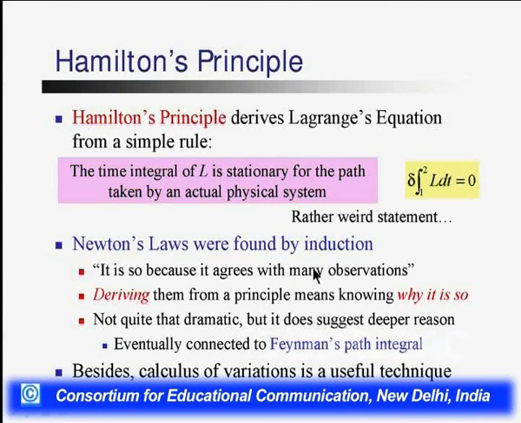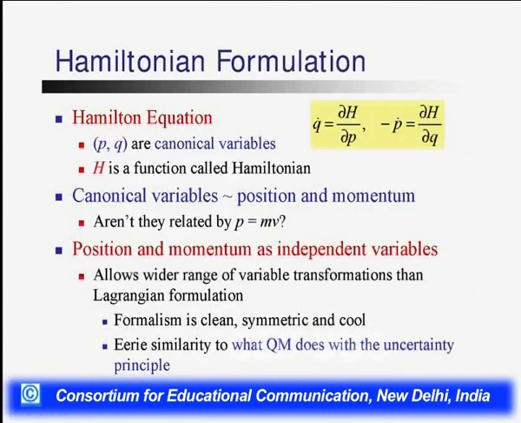Newton's laws were found by induction, meaning they are accepted because they agree with many observations. Deriving them from a principle means knowing why it happens. It is not quite so dramatic, but it suggests a deeper reason, eventually connected by the Feynman path integral. Besides, calculus of variations is a useful technique to define Hamilton's principle. What is the Hamiltonian formula?